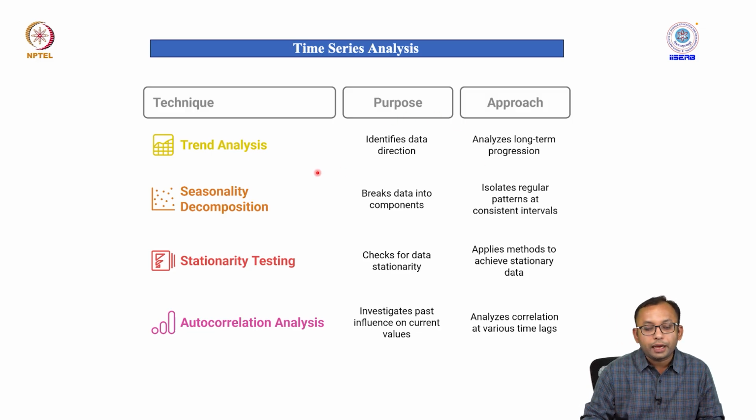So, you can use some sort of time series analysis which can give you the trend analysis, which will tell you about the data direction, and analyze the long term progression or long term trend in the data set. Then seasonality decomposition can break the data down into components, which tell you how regular or irregular the patterns are.